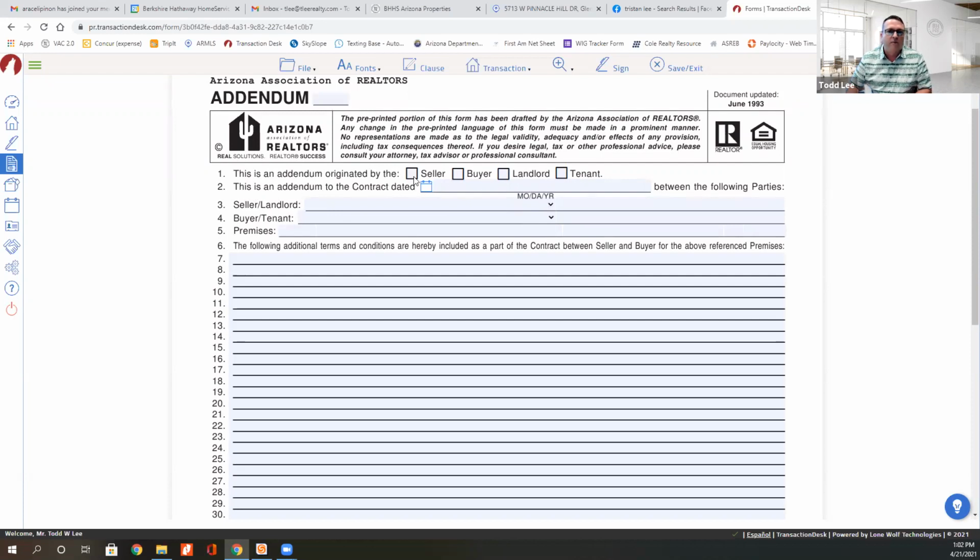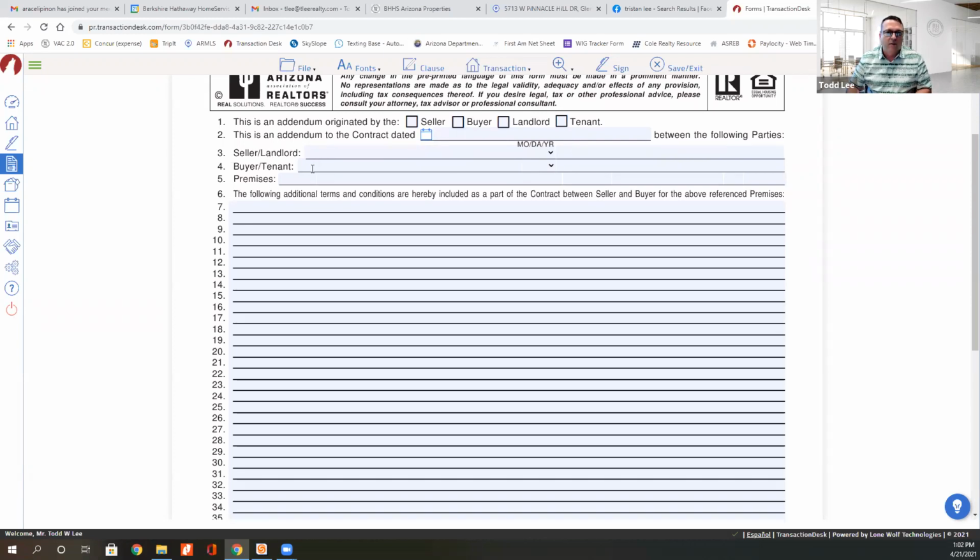That's the date of your contract, not the date that the contract was written, but the date that the contract became a ratified contract. So it depends on when the seller signed, or whenever the last counter offer was signed. That's the actual date of the contract that you're going to want to put in. Seller, landlord, tenant, buyer, premises address, all pretty self-explanatory.